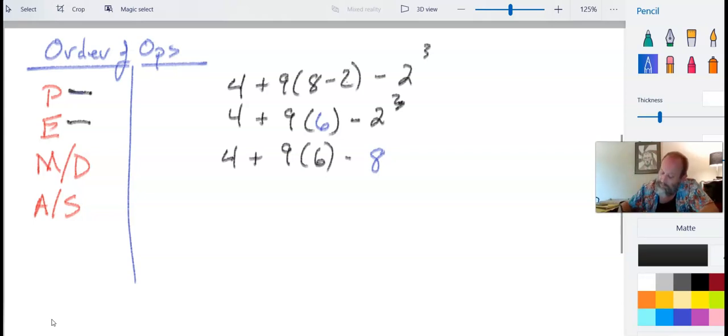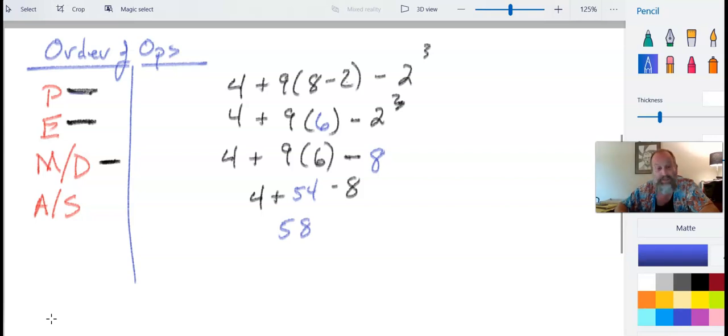Okay, so now, let me make sure that looks right. Now we look at it and we say, okay, we've taken care of all the parentheses, all the exponents. We're on to multiplication and division. And so if I have more than one of these, I'm just going to move across left to right. 9 times 6 is 54. So this is 4 plus 54 minus 8. 4 plus 54 is 58. Notice we have an addition and a subtraction. So we're just moving left to right this time. This time the addition comes first.